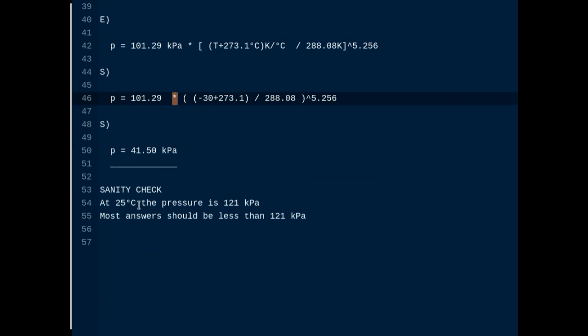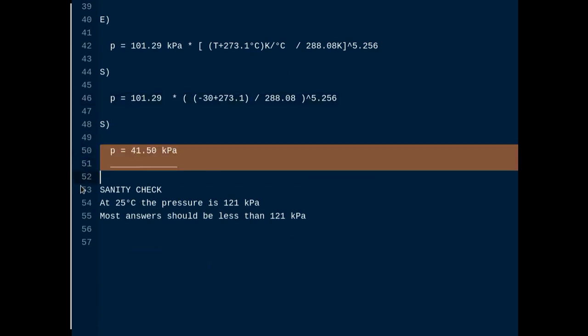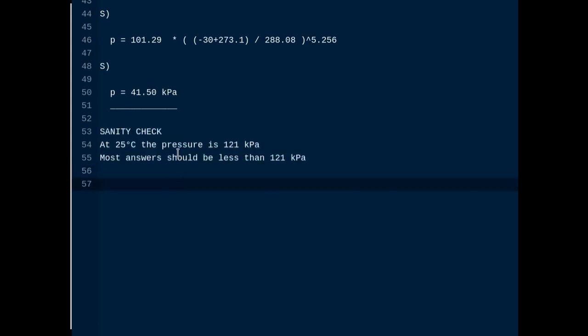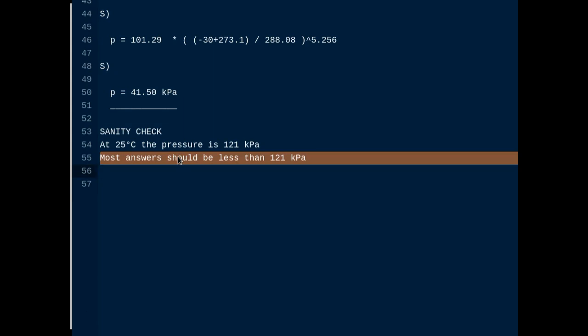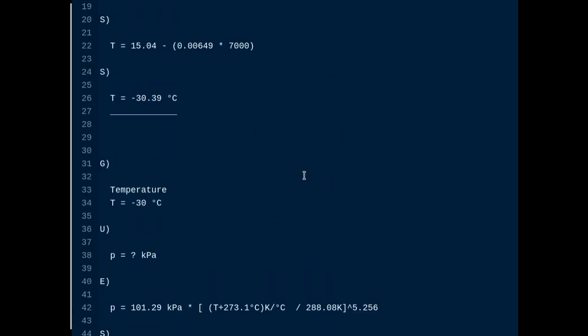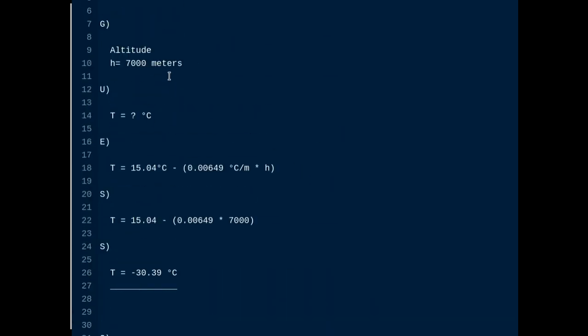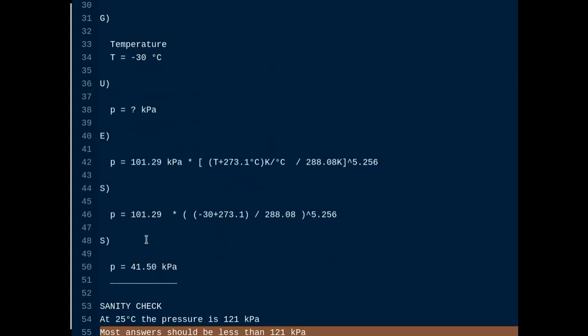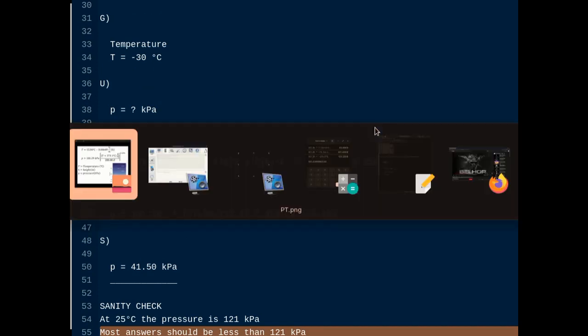Let's do a little sanity check here. At 25 degrees Celsius, the pressure is going to be 121 kPa. So most of your answers are going to be less, and sometimes a lot less, than 121 kPa for pressure. So that is just a real quick walkthrough of how to do a temperature calculation based on altitude, and then a pressure calculation based on temperature. And all of this is connected by these two formulas that we just talked about right here.